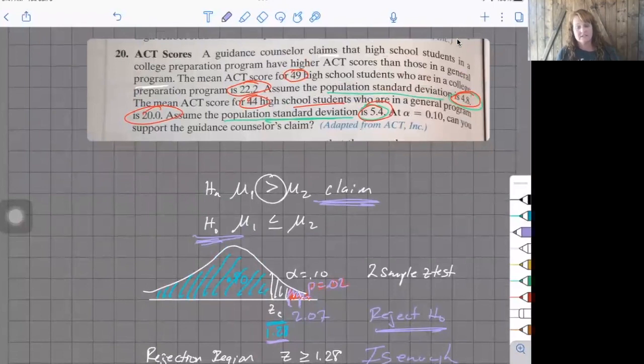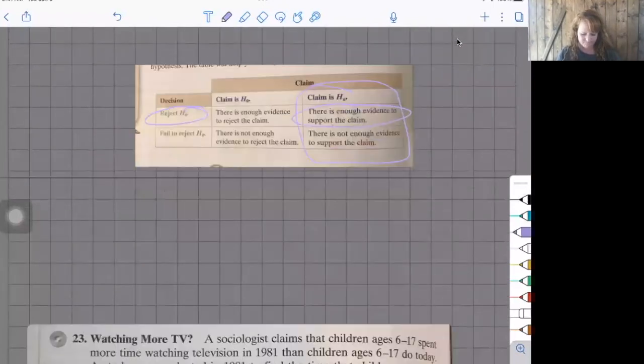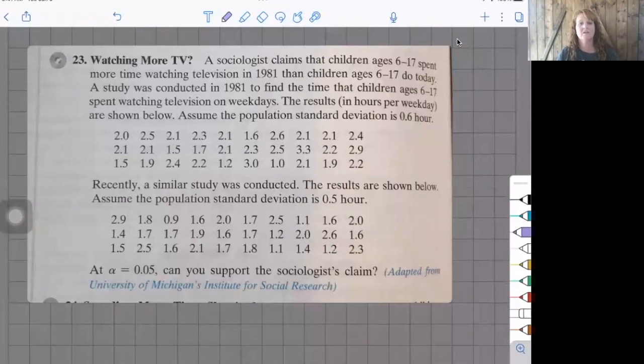Now, what if there's data? Guess what? It's not really different. You're just going to hit the data button on the 2 sample Z test. Let's run through this really quickly, practice writing our claim. So a sociologist claims that children aged 16 to 17 spent more time watching television in 81 than they do today. So I'm going to take my 1981 sample as 1, my today as sample 2.